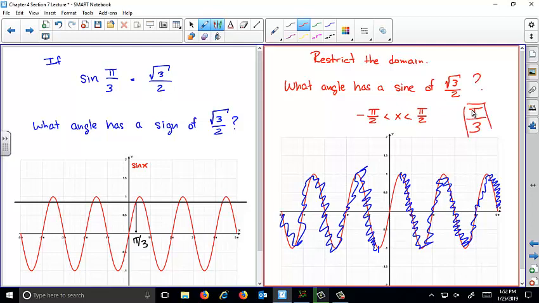Okay, there's one answer. And one thing we can say about the sine function between negative pi over 2 and positive pi over 2 is that for every value of x, there's one value of y, and for every value of y, there's one value of x. So that means we could have an inverse function of the sine function if we limit the domain that we're looking at.